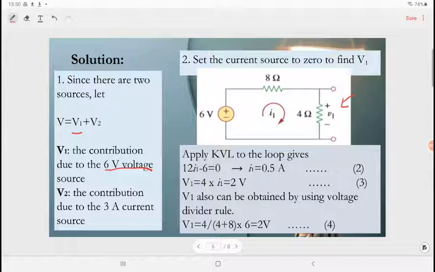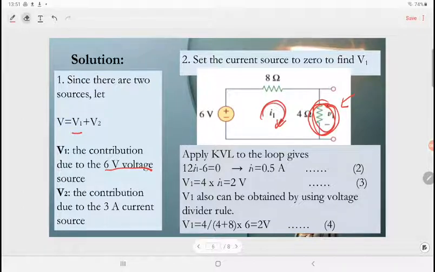This is how the circuit looks when we set the value of the current source to 0 ampere. Now this circuit is actually a series circuit. This is the value of V1 that we are looking for, right? By applying KVL around the loop, we can get the value of I1. By knowing the value of I1, you can find the value of V1 using Ohm's law.